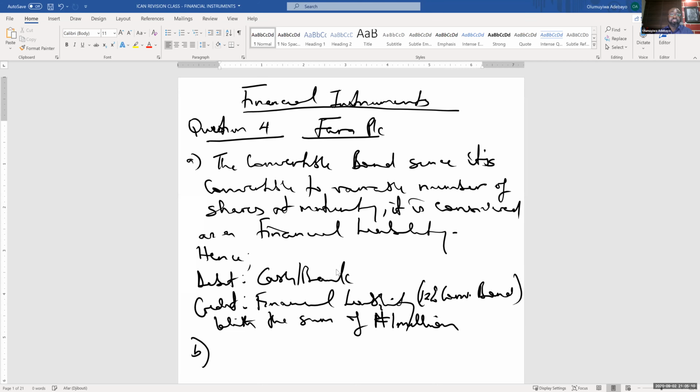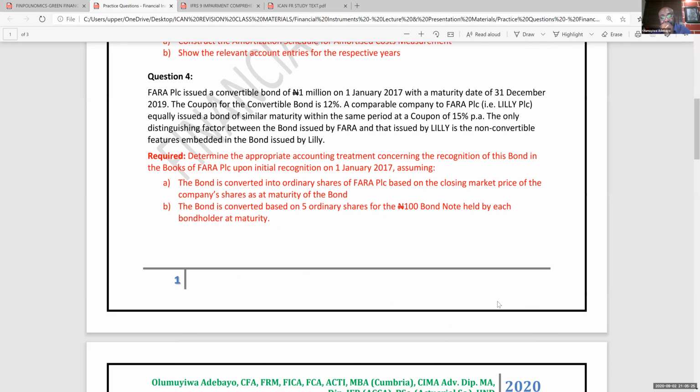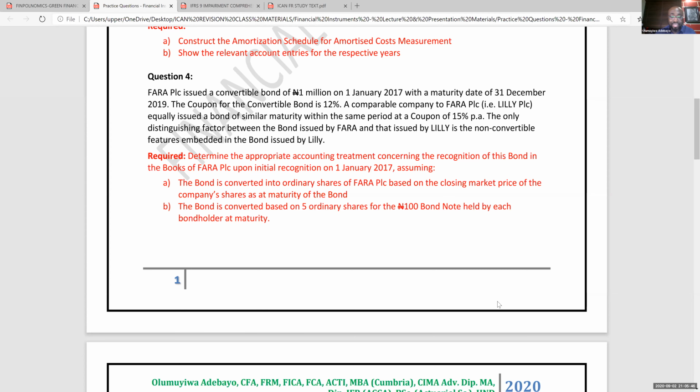Now let's look at the B. The B says the bond is converted based on 5 ordinary shares for the 100 naira bond note held by each bondholder at maturity. In this case, there's a fixed rate of exchange. Every bond of 100 naira is converted into 5 ordinary shares. In this regard, we will conclude that it is a compound instrument.